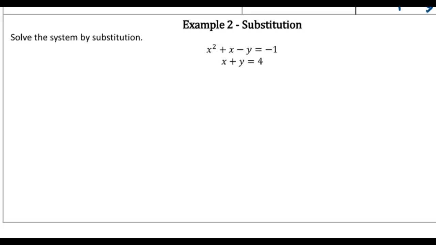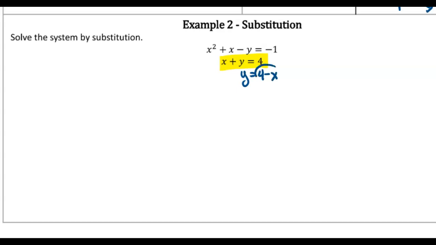Okay, this video is using substitution. So this is another nonlinear system, and it says solve the system by substitution. So with substitution, I'm going to take this second equation right here, and I'm going to rearrange it to where y is by itself. So I'm going to subtract the x, and I get 4 minus x.